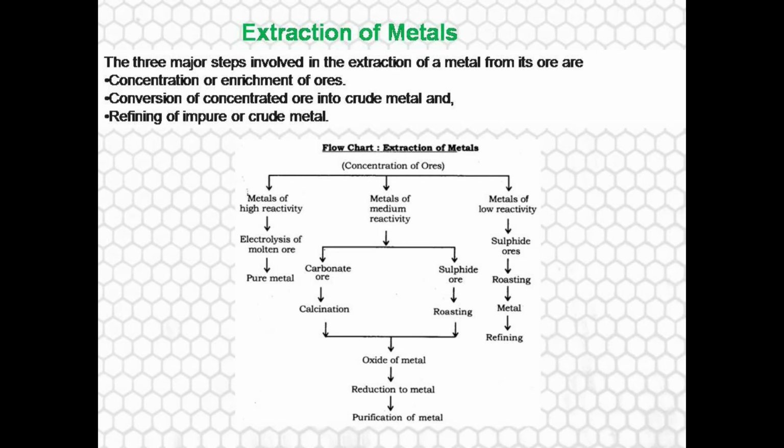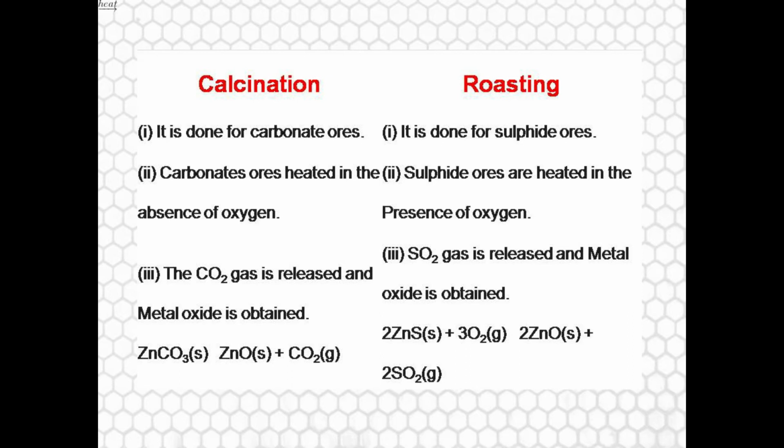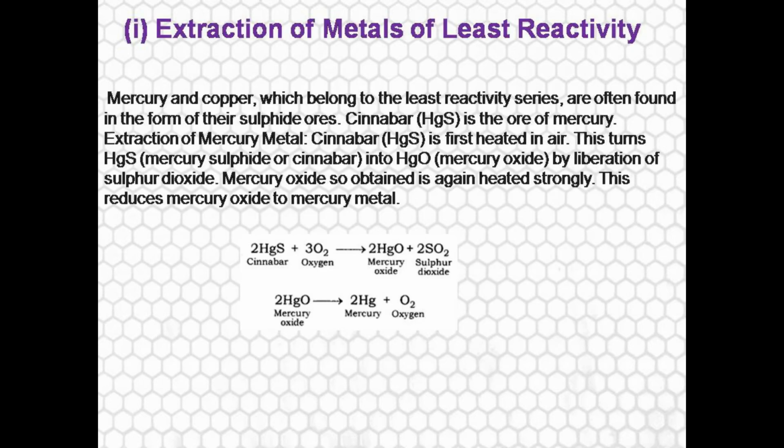The flowchart is given below, deriving the extraction of metals. Then there comes the difference between calcination and roasting. Basically, calcination is done for carbonate ores and roasting is done for sulfide ores, and the further difference reactions go on. And first of all, extraction of metals of least reactivity.